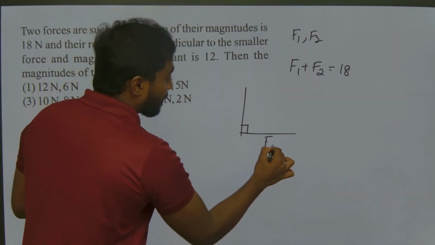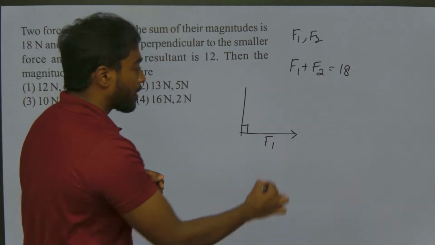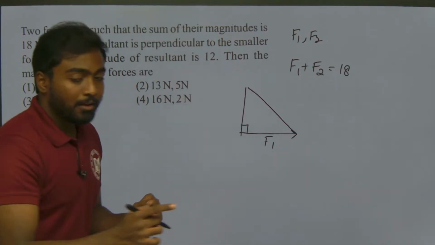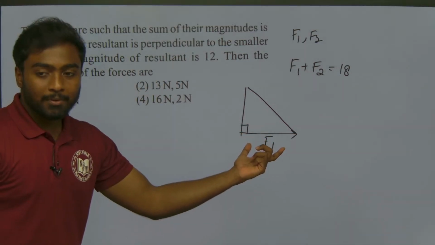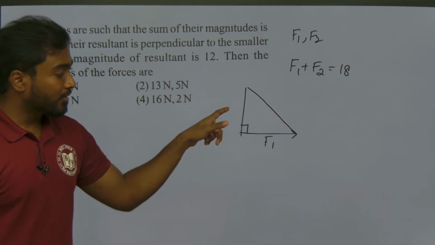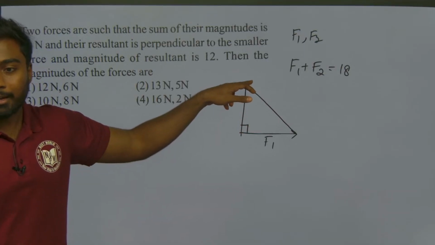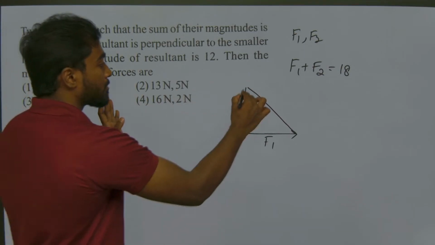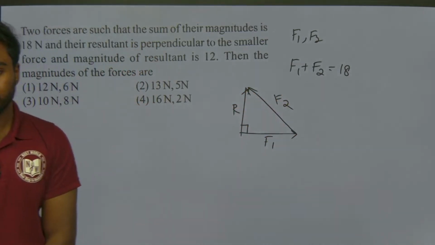So F1 I will consider in this direction, and F2. What is the method to add the vectors? The second vector should start at the head of the first vector, no? So the resultant vector will start from the tail of the first vector and end at the head of the last vector. So this is my second vector F2 and this is my resultant vector R.